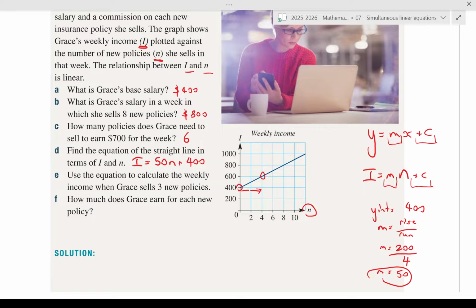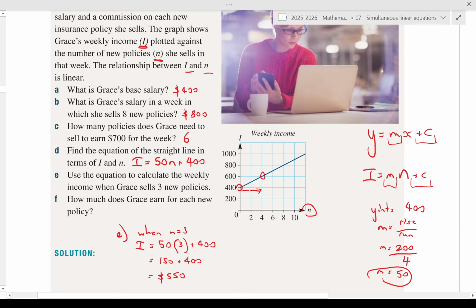So now I can use this equation to calculate the weekly income when Grace sells 3 new policies. So we're not looking at it on the graph. We're going to do it down here. We're going to go I, so we're going to do it when N equals 3. So I've got I equals 50 times 3 plus 400. That will give me 150 plus 400, which would give me $550. So that's how much she would earn.